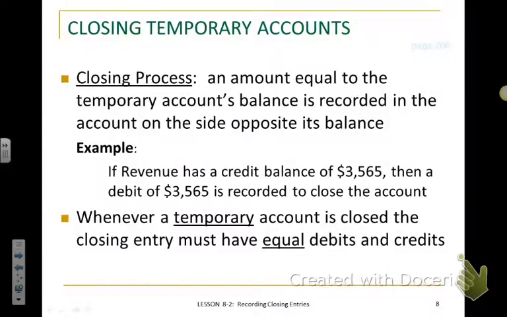So the closing process is where we take an amount equal to the temporary account's balance and record it on the opposite side of the balance that it's reported on, and then transfer that amount over to the capital account. So if, for instance, your revenue has a credit balance of $3,565, in order to close out that account, we're going to debit it for $3,565. Whenever a temporary account is closed, the ending balance is going to be zero, and the closing entry is going to have equal debits and credits. So whatever the balance was is what you're going to do the opposite to.